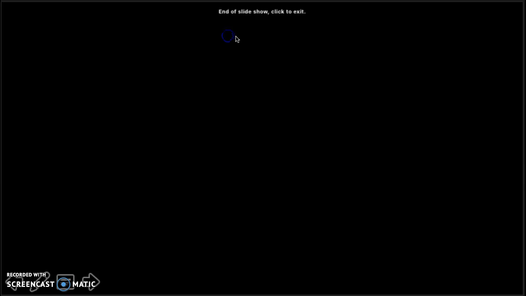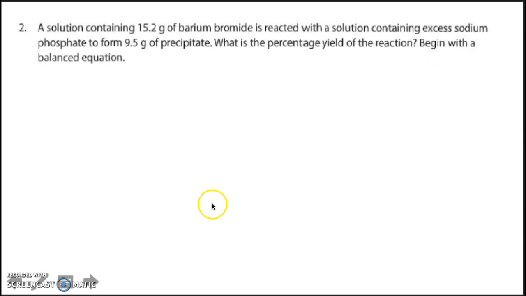The other problem I wanted to do for you is problem number 2 in the percent yield problems. All right, so problem number 2 in the percent yield, that is on page 252. And it says a solution containing 15.2 grams of barium bromide is reacted with a solution containing excess. Isn't that nice? Excess, that's extra, so I don't have to do the full limiting reactant problem here. Sodium phosphate to form 9.5 grams of precipitate. They don't tell me what precipitate that is, but they ask for the percent yield of the reaction.